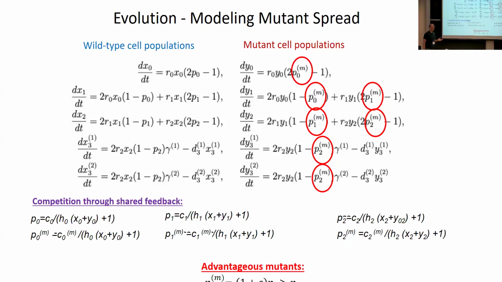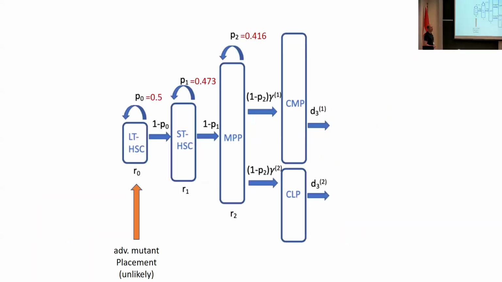How does competition work in here? Competition works because you share feedback signals. So both of these produce feedback signals and they can inhibit each other. And so competition happens through the shared feedback. So now the feedback comes from both of them, and the one with the bigger P essentially wins. So we're looking at advantageous mutants. The fitness is determined by this parameter S here, the increase in the self-renewal probability.